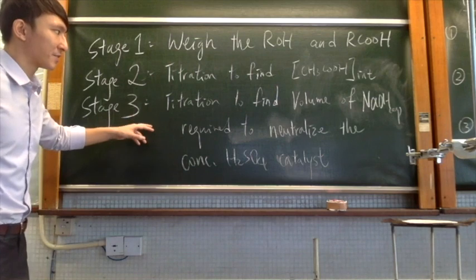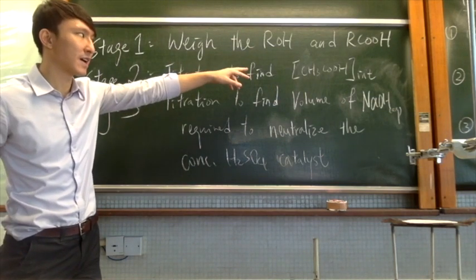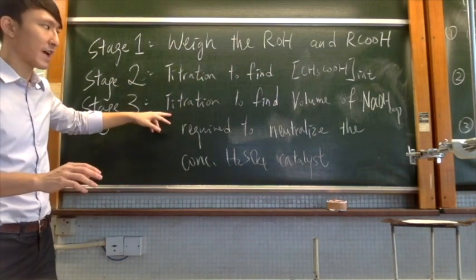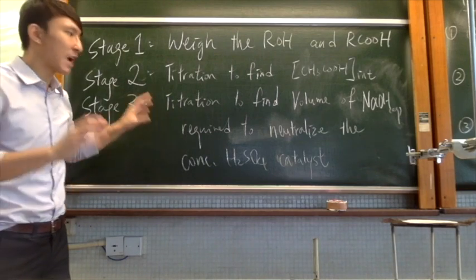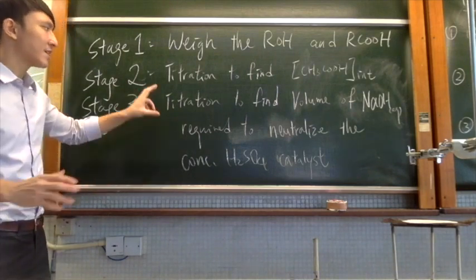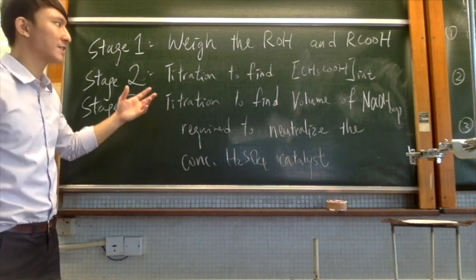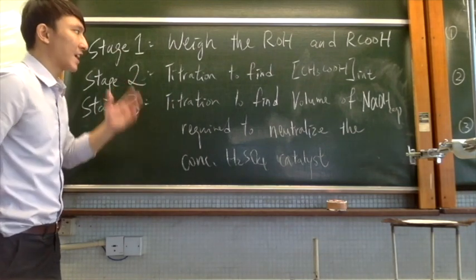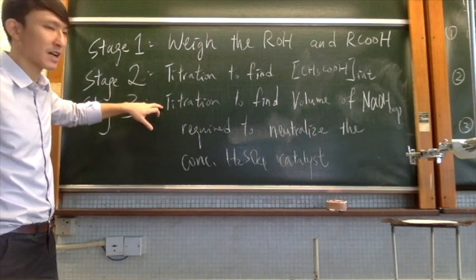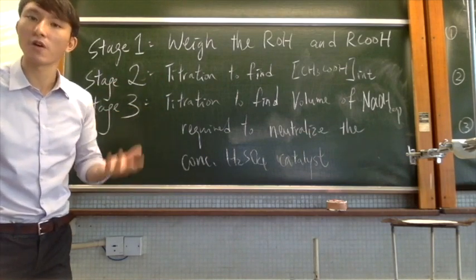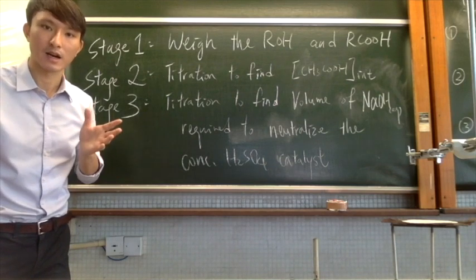Okay? So here, that's why after we find out the initial concentration of ethanoic acid, we need to add the concentrated sulfuric acid and immediately carry out another titration. Now, you should expect to see that in stage 3, in this titration, you should have to use more sodium hydroxide solution than you did in stage 2. So, in fact, the titer from this titration and this titration allow us to find out the volume of sodium hydroxide required to neutralize the concentrated sulfuric acid catalyst.